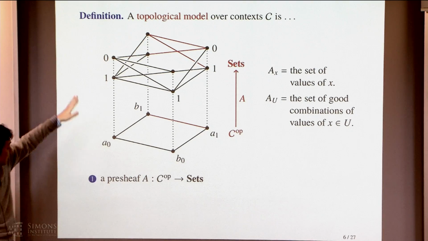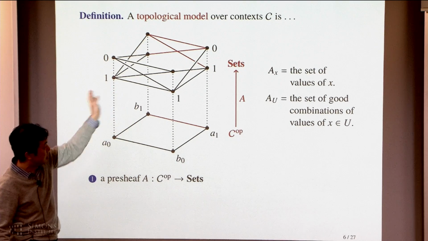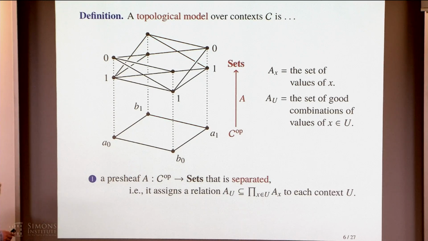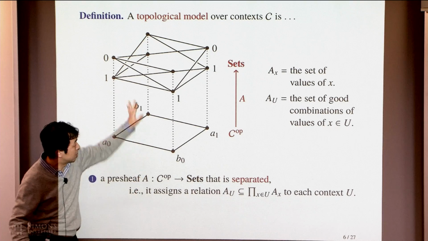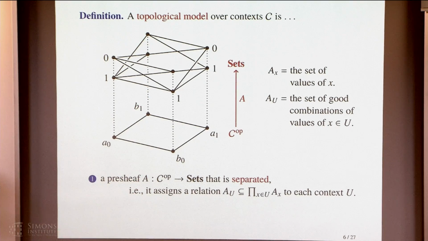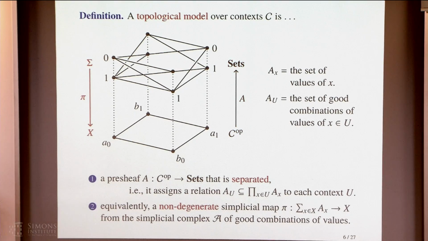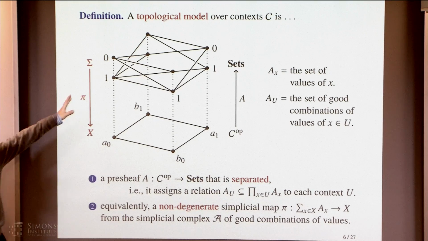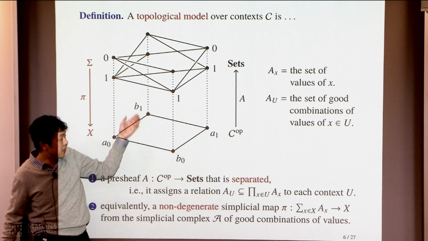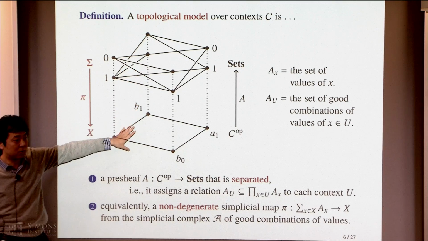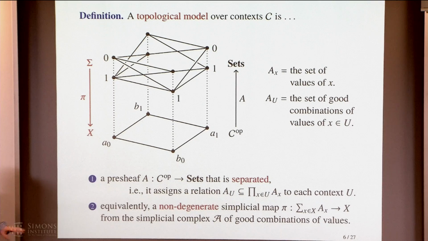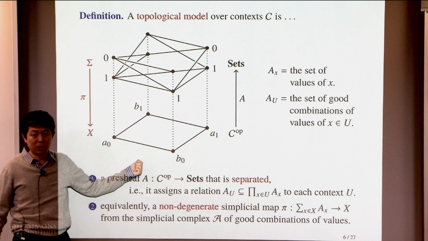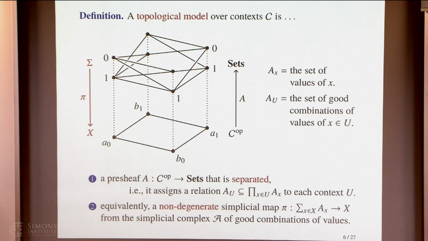So you can say this is a presheaf assigning all the possible combinations of values, and then it assigns relations, and so on. Technically speaking, it is a separated presheaf, but that's not so important right now. Or another way of looking at it is that this forms another simplicial complex. So this is a simplicial complex over a simplicial complex in a certain way. But this is just a formalism. So far, the idea must be in this picture.